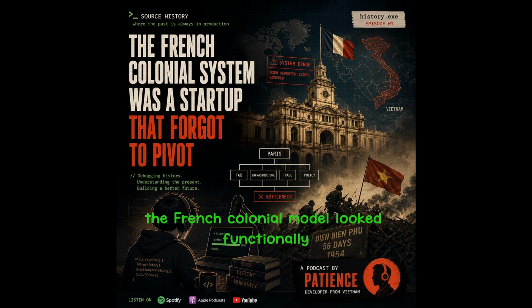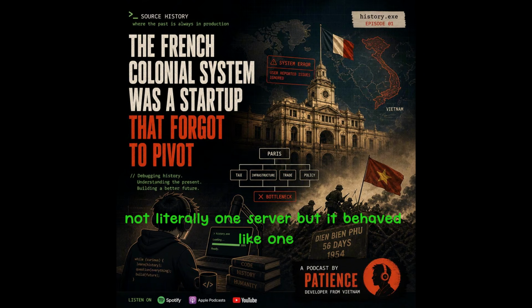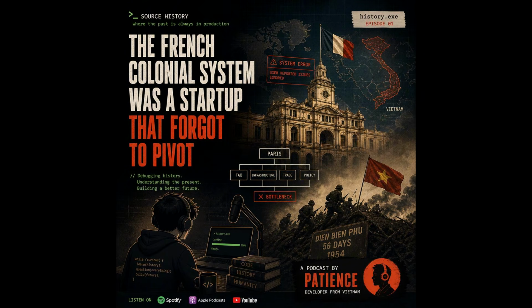The French colonial model looked functionally like a centralized monolith, not literally one server, but it behaved like one. For non-developers, imagine a single system handling everything. Database, logic, interface, all tightly coupled. That system? Paris. Tax policy, infrastructure, even rice prices in Saigon. Everything had to route through it. Response time? Months, sometimes a year. In software, that's a bottleneck. In history, they called it governance.